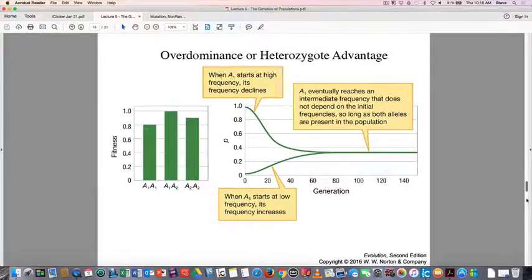Okay. Let's go through the other forms of selection, and these are different kinds of selection. This is what we call overdominance or heterozygote advantage, and that's pretty simple to understand, right? Which genotype has the highest relative fitness out of these three? The heterozygote, and the two homozygotes have a relative fitness that's below 1. So this is what we call overdominance or heterozygote advantage. There are very few instances of this. Sickle cell is one of them.